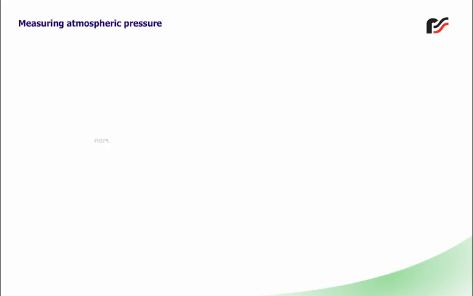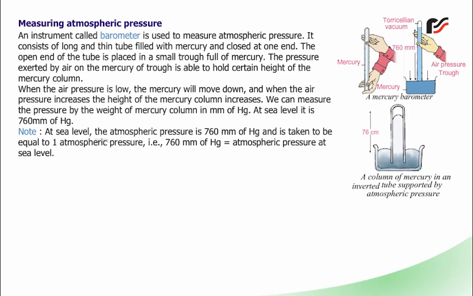Measuring atmospheric pressure. An instrument called barometer is used to measure atmospheric pressure. It consists of a long and thin tube filled with mercury and closed at one end. The open end of the tube is placed in a small trough full of mercury. The pressure exerted by air on the mercury of the trough is able to hold a certain height of the mercury column. When the air pressure is low, the mercury will move down, and when the air pressure increases, the height of the mercury column increases. We can measure the pressure by the height of the mercury column in millimeter of Hg.